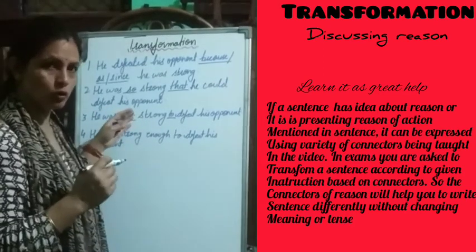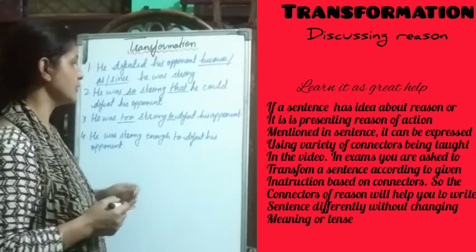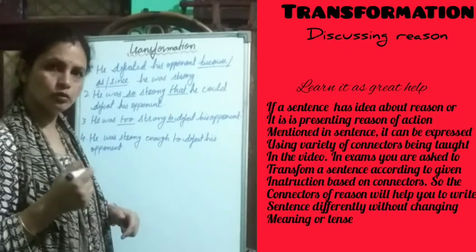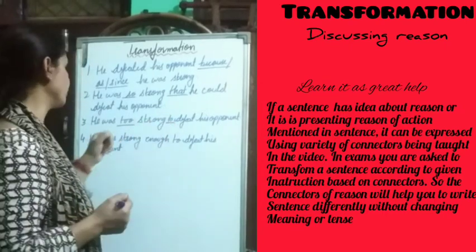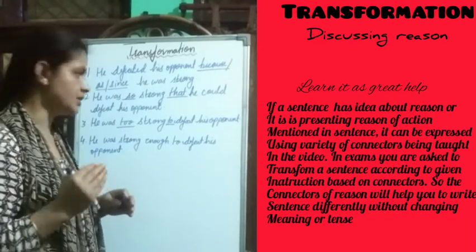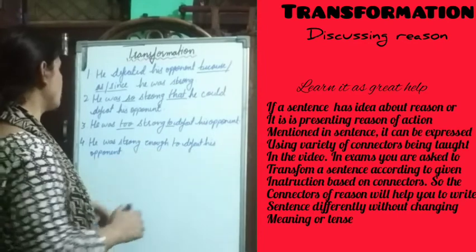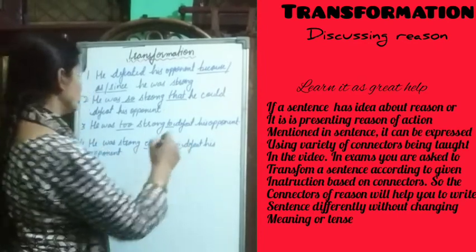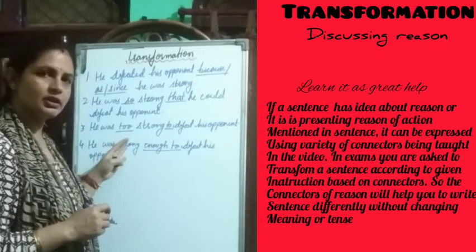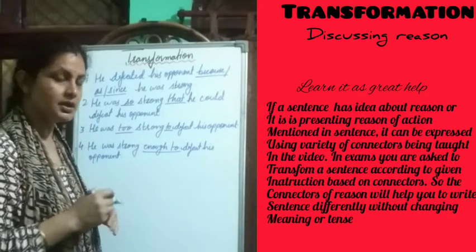After too, what do we use? We always use an adjective. And with this too, what do we use? We use a verb. Defeat is the verb. This connector is also giving us the idea of reason. He was strong enough to defeat his opponent. Enough to. With enough we use an adjective. And here the adjective is strong. This is also giving us the idea of reason.